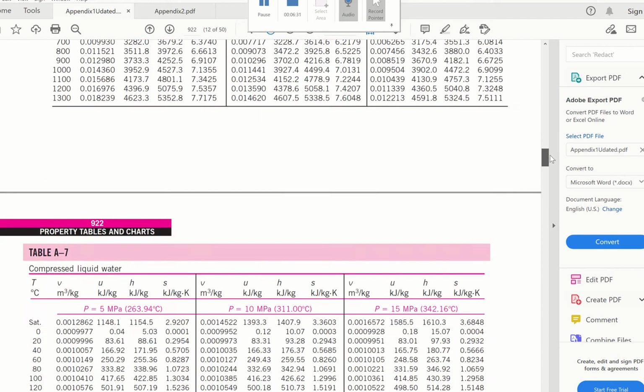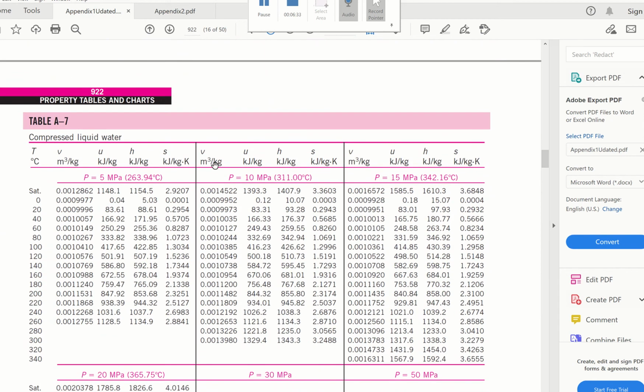Then we're going to look at A7. Table A7 is compressed liquid water. Those are water that has less than the saturated temperature. Again, you have many tables. At 5 megapascal, this is going to be the saturated temperature, right? So when you have a temperature less than that, that's going to be the compressed liquid. So they give us the other properties like specific volume, V, U, H, and S, etc.